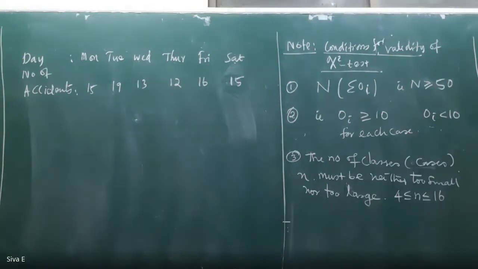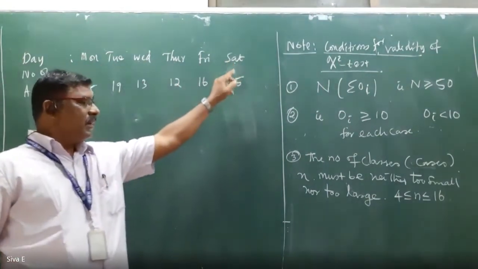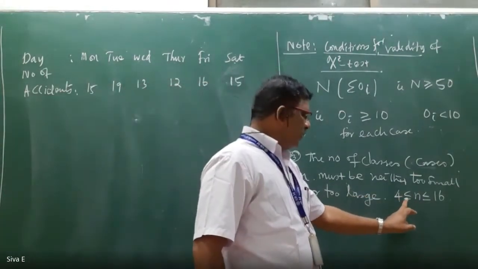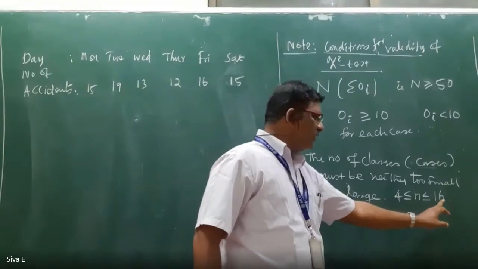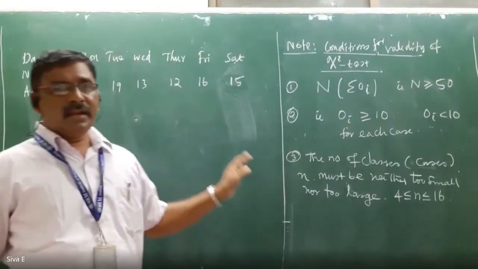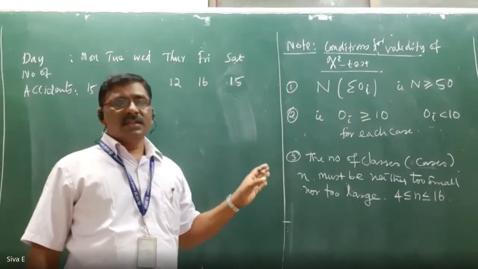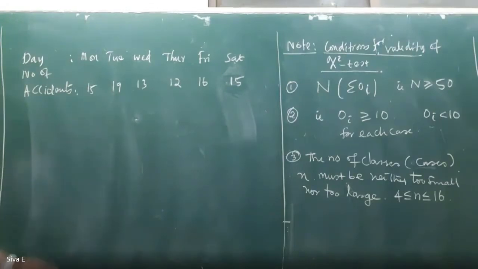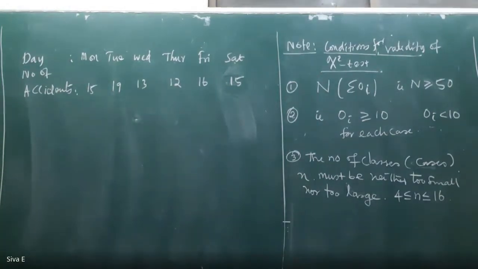That means the number of cases should be greater than, up to 4 to 16 should be there. Okay, these are the 3 conditions for the validity of chi-square test. So how to solve this problem? Write the solution for this.